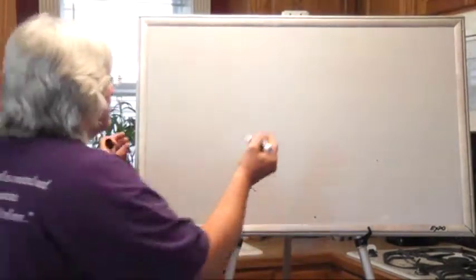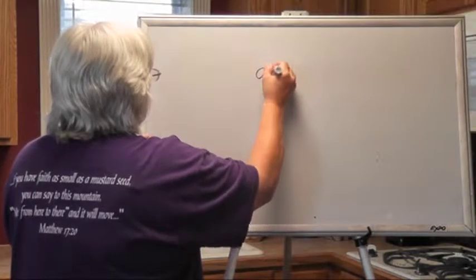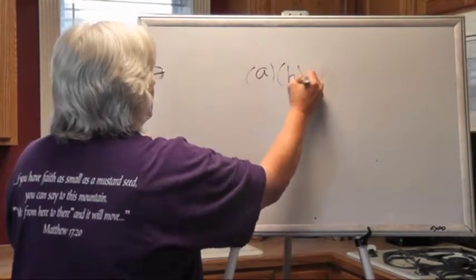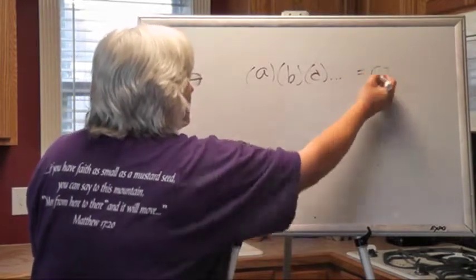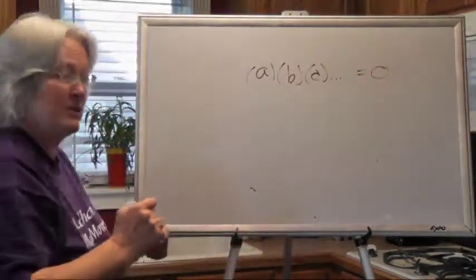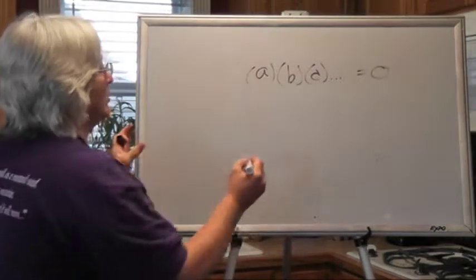There's no other way that you can multiply two numbers together and end up with a product of 0 than if at least one of those factors is equal to 0. So when you have more than one factor multiplied together equal to 0, this is what they call the zero product property.